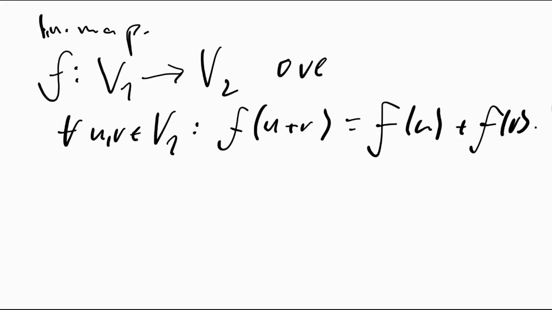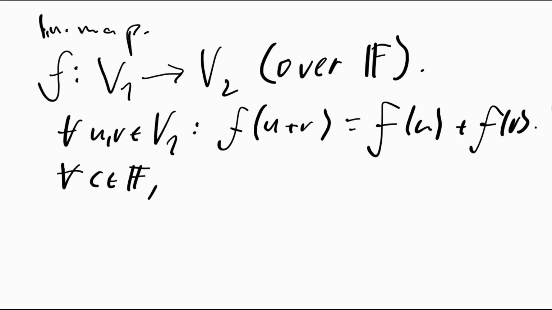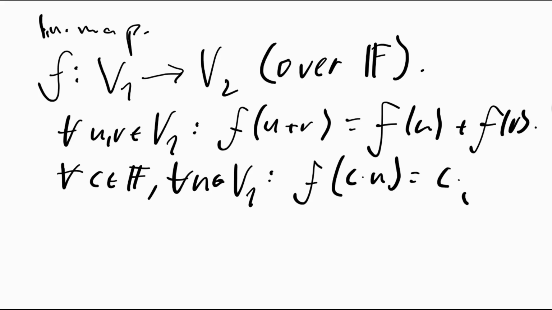And also, let's say these are vector spaces over some field, let's say over field F, so it's general. It can be the field of real numbers or some other field. For any constant inside the underlying field of these vector spaces, and for any element u of the left vector space V1, we have that f of c times u equals c times f of u.